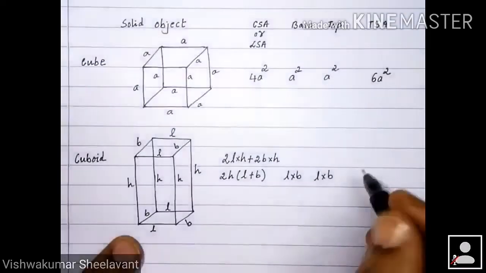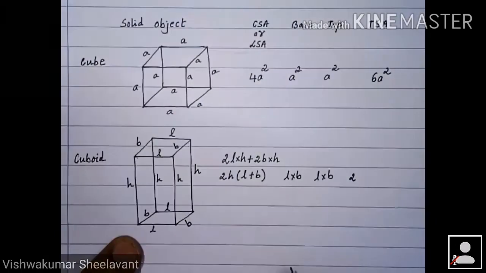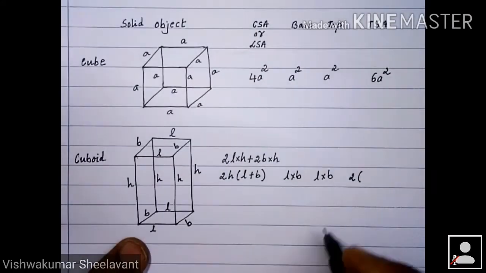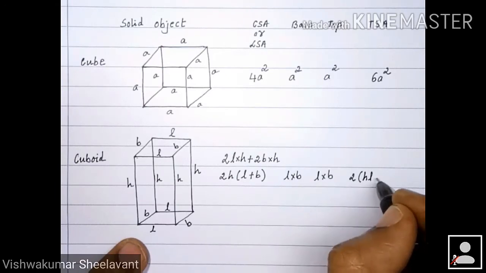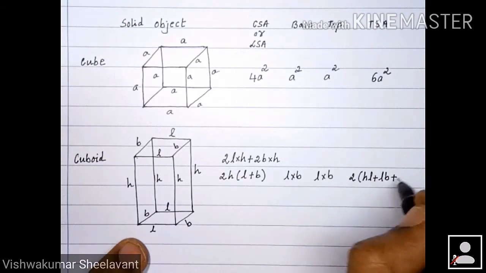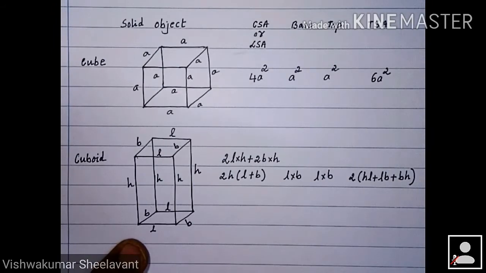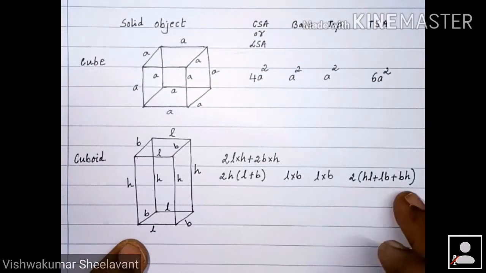What you should get if you add all these? 2 into the bracket HL plus LB plus BH. In cyclic order you have to write HL plus LB plus BH.